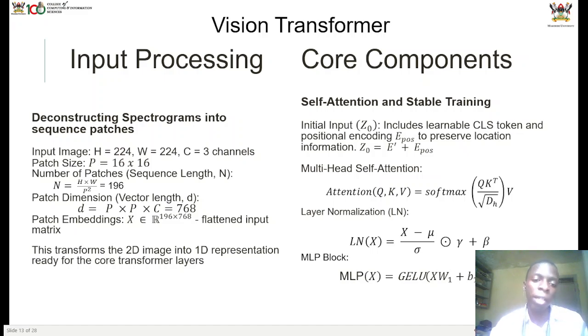They are 196, so we stack all of them to get this two-dimensional matrix, and then we pass that two-dimensional matrix into a linear projection, which turns it into a one-dimensional vector, which is then used by the transformer to make analysis. Then on the right here, we have the multi-head self-attention.